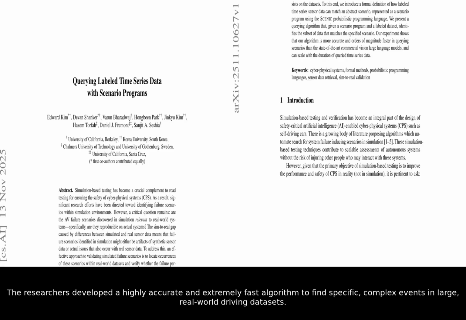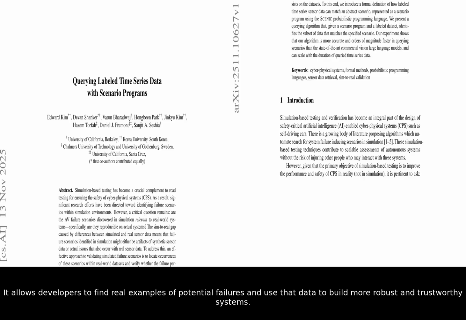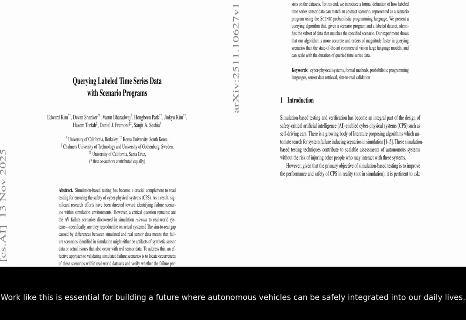The researchers developed a highly accurate and extremely fast algorithm to find specific, complex events in large, real-world driving datasets. This method effectively bridges the dangerous gap between simulated tests and real-world performance. This is a huge step forward for verifying the safety of AI in self-driving cars. It allows developers to find real examples of potential failures and use that data to build more robust and trustworthy systems. Work like this is essential for building a future where autonomous vehicles can be safely integrated into our daily lives.